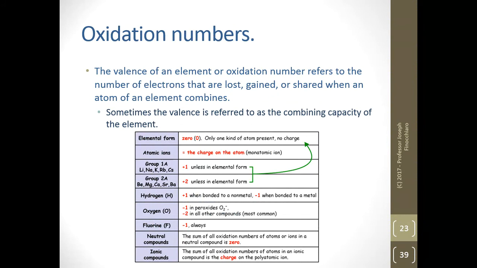The valence of an element, or oxidation number, refers to the number of electrons that are lost, gained, or shared when an atom of an element combines. Sometimes the valence refers to the combining capacity of the element. Okay? So now we've seen valence electrons, which are the electrons in the outermost shell, but the valence of an element refers to the total number of electrons that are lost, gained, or shared. Not just the total number in the shell, don't confuse that. The valence is the ones that are actively gained, lost, or shared. Valence is referred to as the combining capacity of the element.